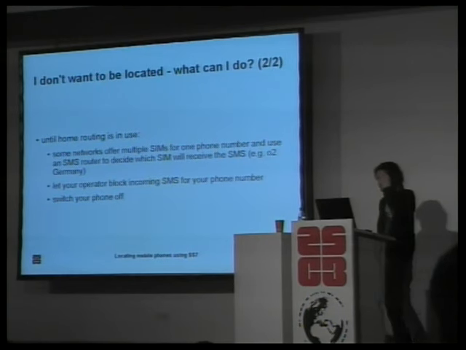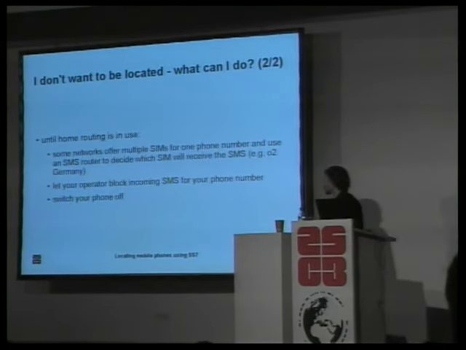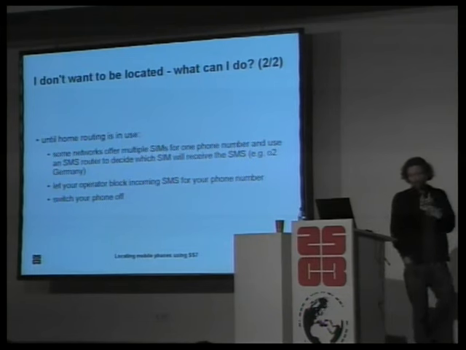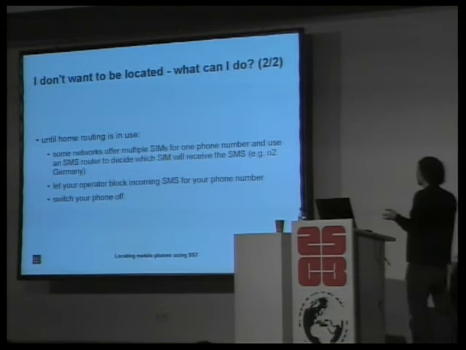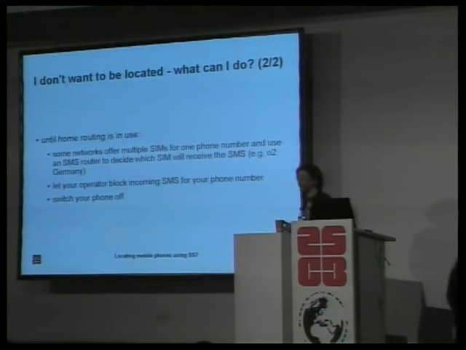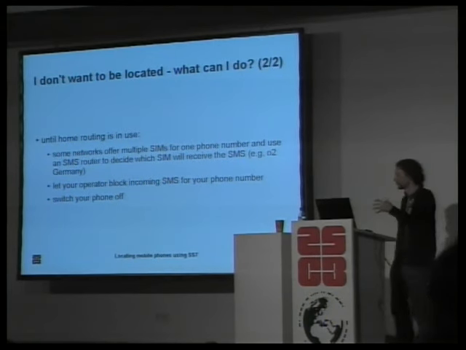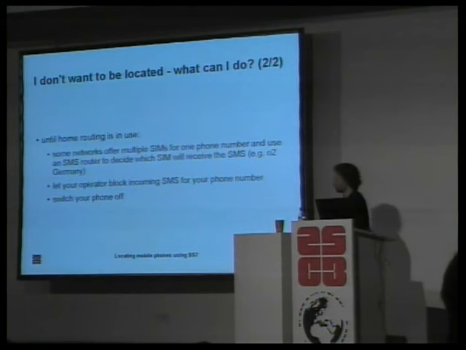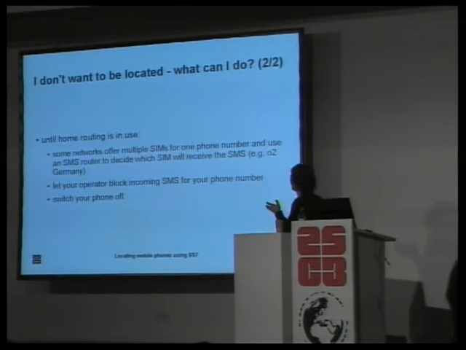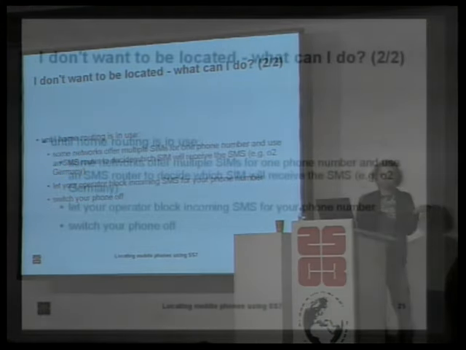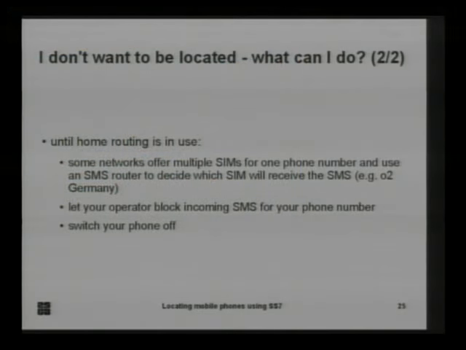As I said earlier, for example, if you're using O2 in Germany, what you can do is call them and say you want to use multi-card, and for a one-time fee of 25 euro, they will send you another SIM card, and then you will use that one MSC that's used for all multi-card customers, so it won't be possible to locate you anymore with this method. The other possibility is you could let your operator block incoming SMS for your phone number. Not a very good possibility. Also, you could of course always switch your phone off.